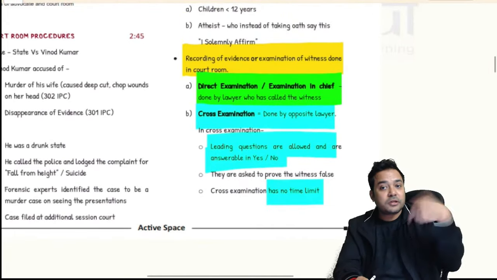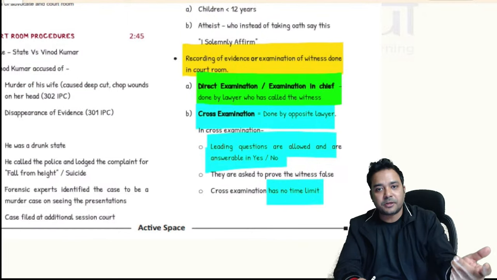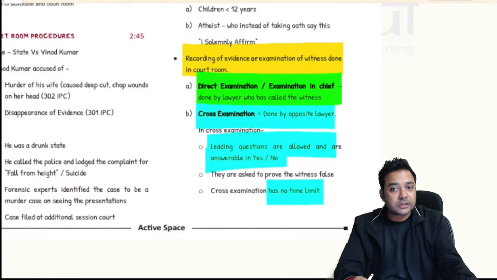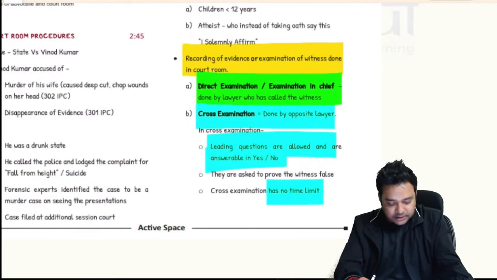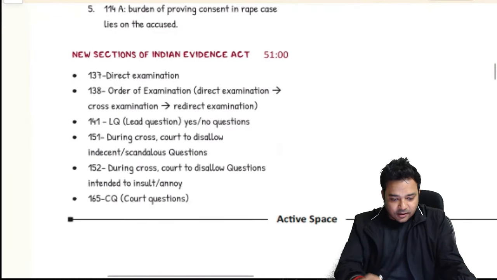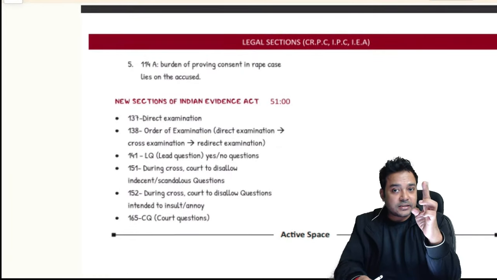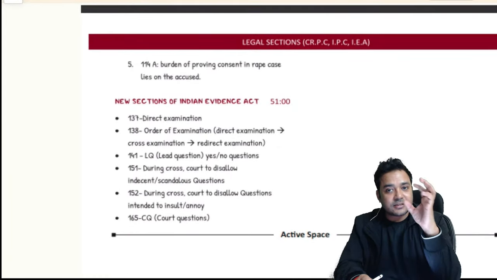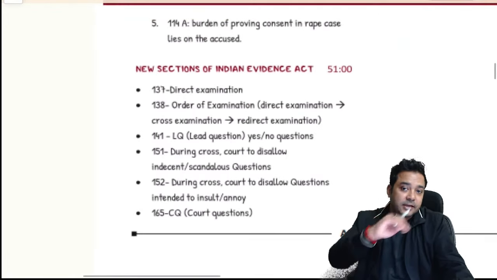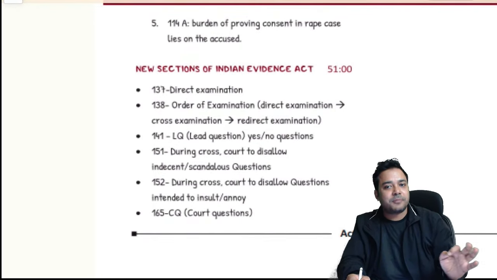So what all different things happen in recording of evidence? Direct examination of the witness, cross-examination of the witness, and sometimes redirect examination might be needed. Then there are court questions. Court questions are questions which are asked by the judge at any time of judicial proceedings. Then in relation to legal sections, we also covered that all these types of examinations have been mentioned in Indian Evidence Act sections. So you can summarize this in your notes. If you write this, you will get 100% marks from the examiner.